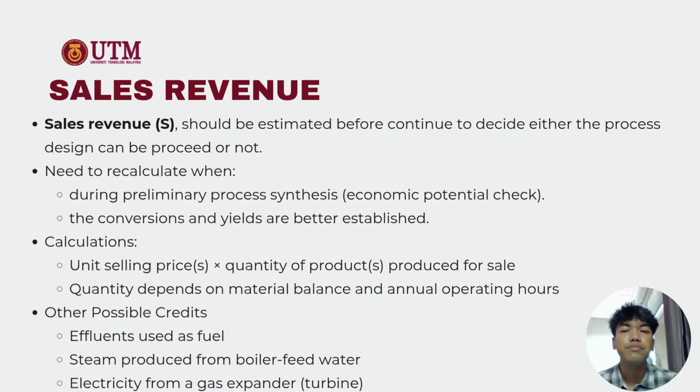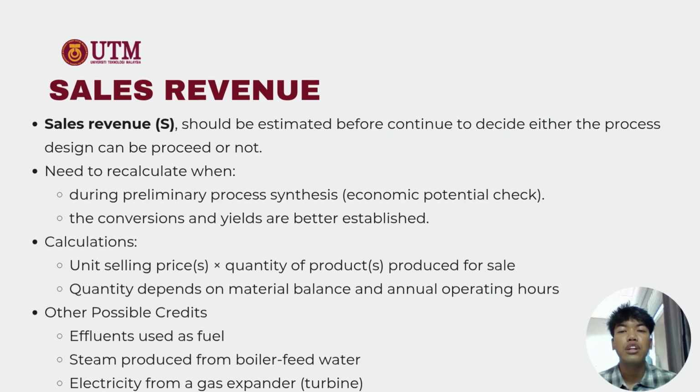So first things first, before estimating the annual cost, the students should estimate the sale revenue first before deciding whether the process design can proceed or not. During the preliminary process synthesis, the calculation of the sale revenue can be determined as either a positive or negative value, so that it can be decided whether the process design can proceed or not. Then the sale revenue also needs to be recalculated when the conversions and yields are better established.